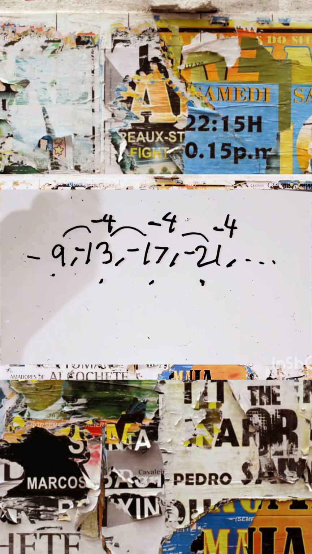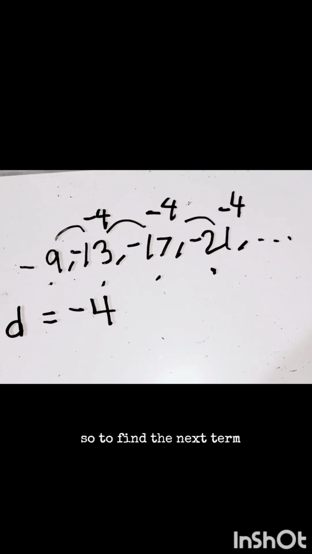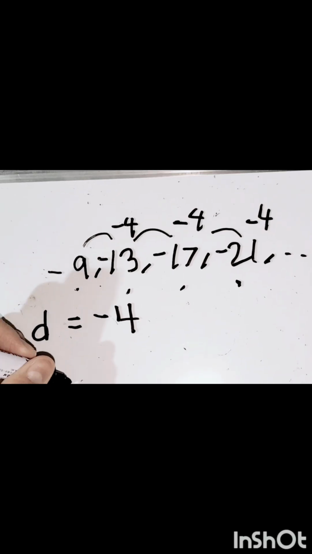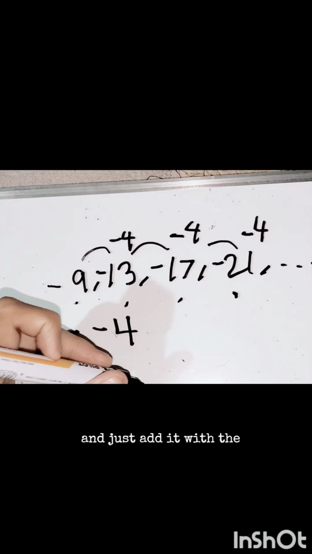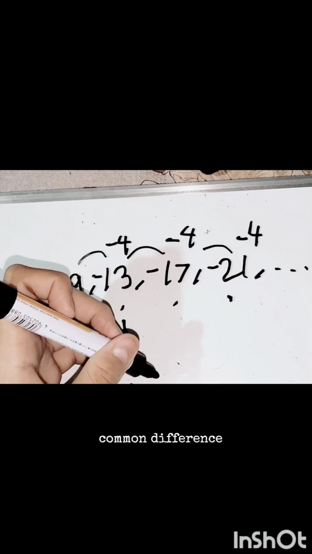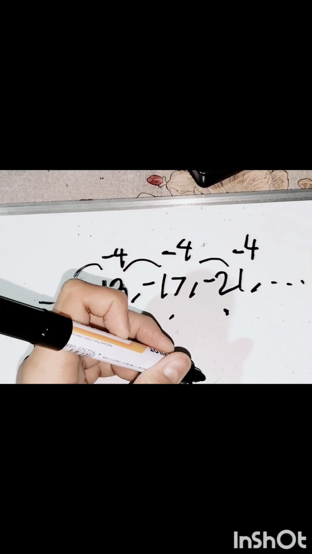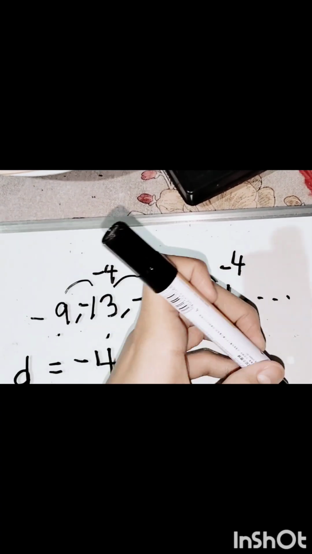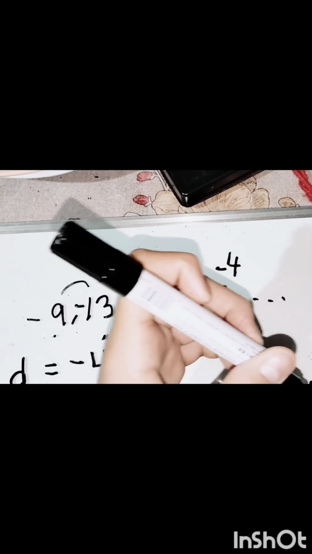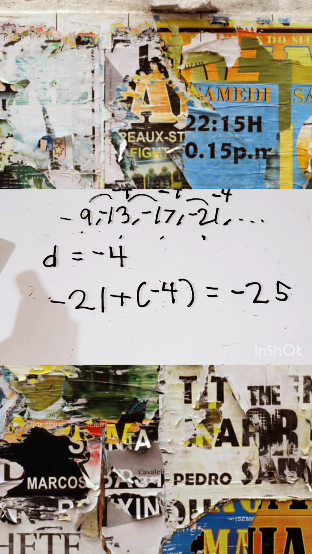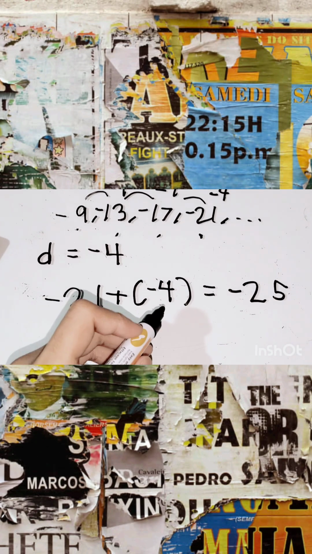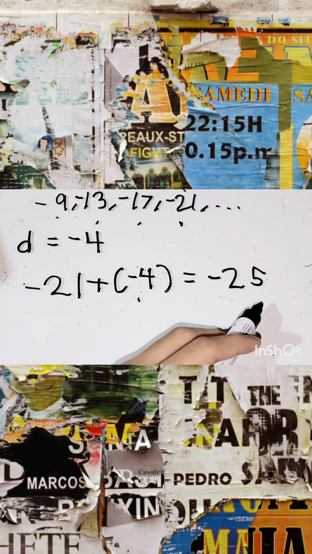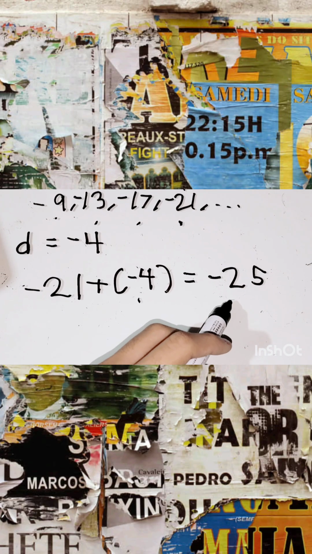So to find the next term, we get the last term and just add it with the common difference. In order to find the next three terms, you just need to continuously add negative 4. So get this as the last term.